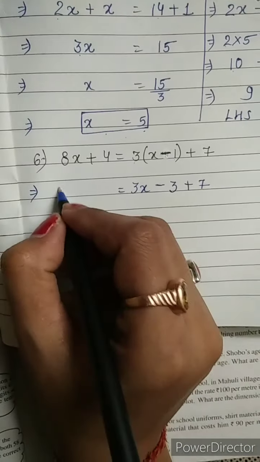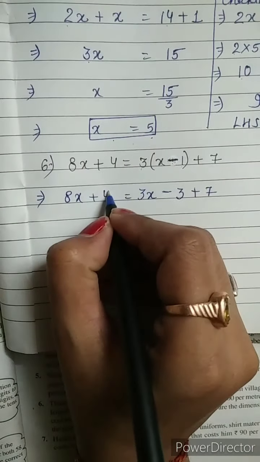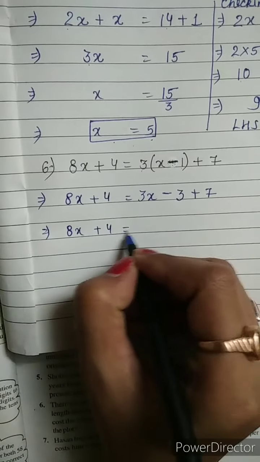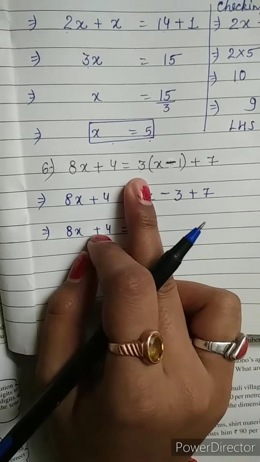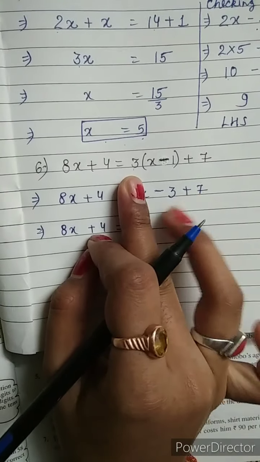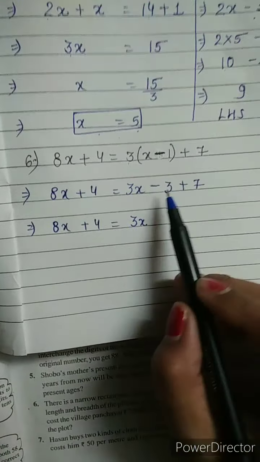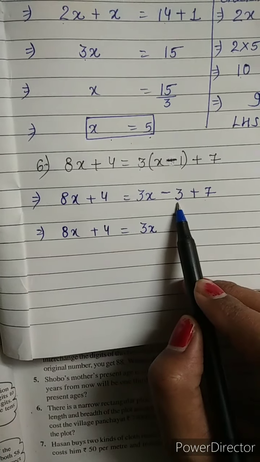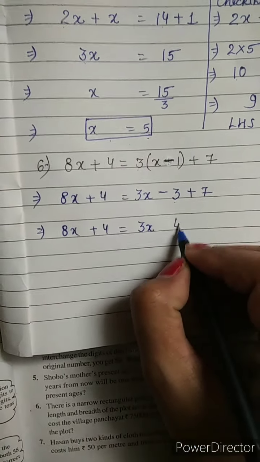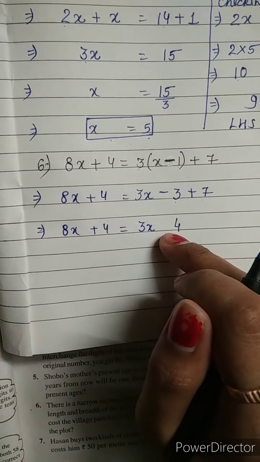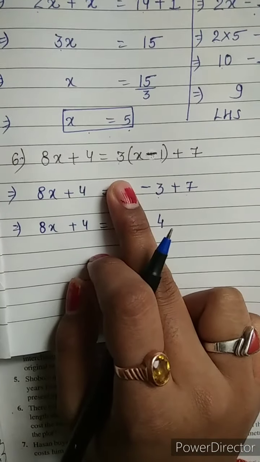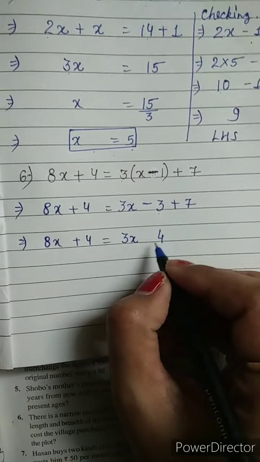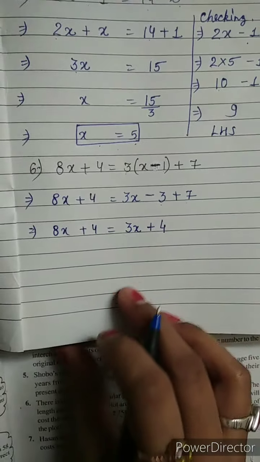Now this remaining term is written here. Now 8x plus 4 is equal to 3x. Now we have minus plus. When we have minus plus, we have to do minus. So 7 minus 3 is 4. But which symbol is coming between them? Firstly check which is the bigger number. 7 is the bigger number and it has a positive symbol, so here also we have to put a positive symbol.